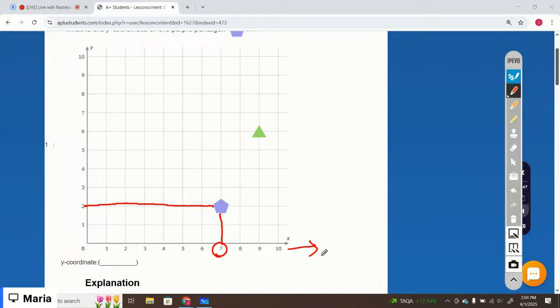The horizontal axis is the x-axis and the vertical axis is the y-axis. So the x coordinate is 7. We always write, if you have to see the coordinates of the purple pentagon, the coordinates are 7 and 2. The first one is always the x coordinate, the second one is always the y coordinate. So the y coordinate of the pentagon is 2. Got it? The y coordinate of the pentagon is 2.